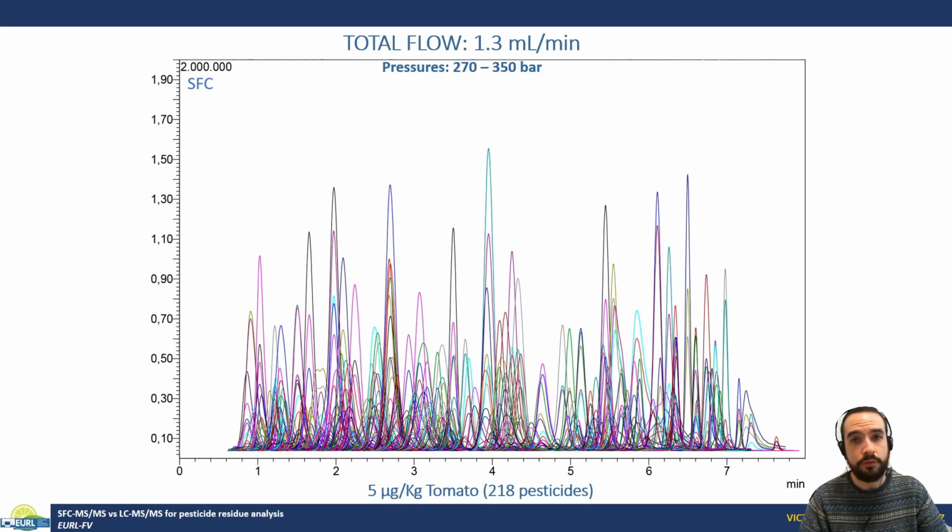This is a chromatogram of SFC using 1.3 milliliters per minute of mobile phase. Elution of compounds is different compared to LC. The compounds elute at the beginning of the chromatogram. This provides us faster analysis, but you need to take care of coelutions, and also there's an important fact regarding retention times.